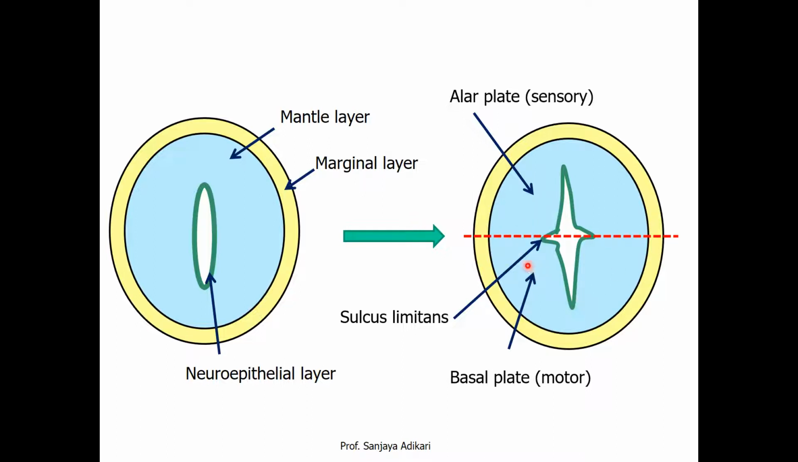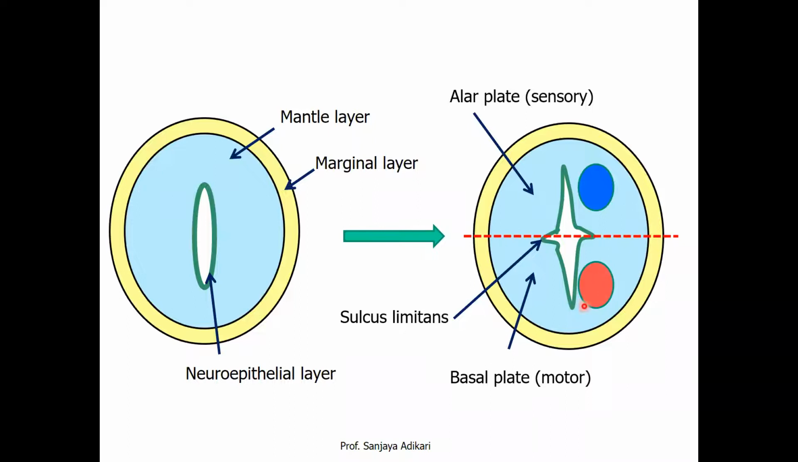Now later, when the nerve cells develop, all motor cells develop in the anterior half. All sensory cells develop in the posterior half, whether it's somatic or visceral, somatic or autonomic. The sensory ones develop in the posterior half, motor ones develop in the anterior half. So that should be clear.